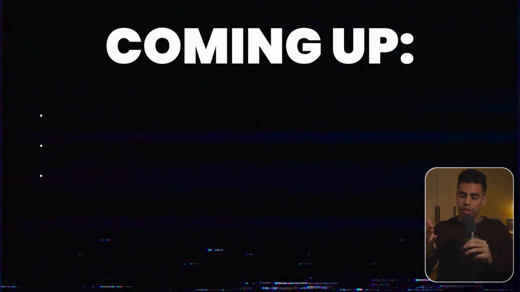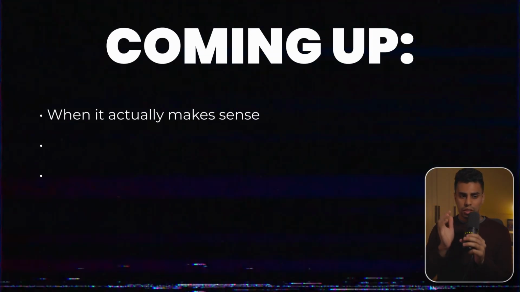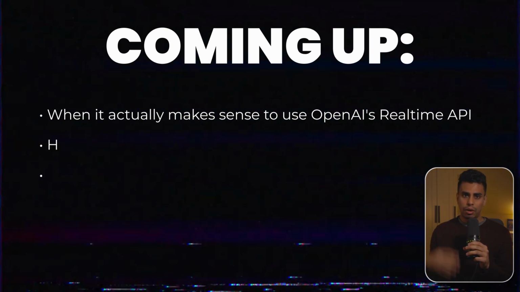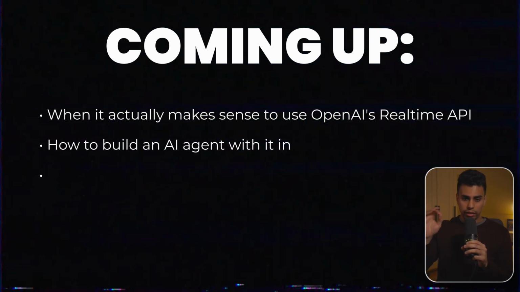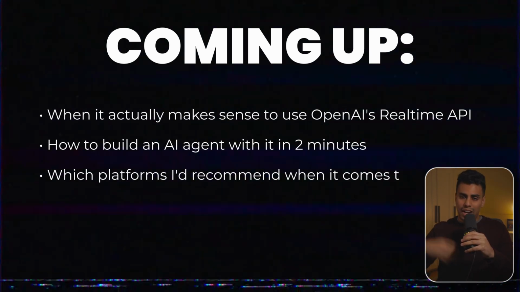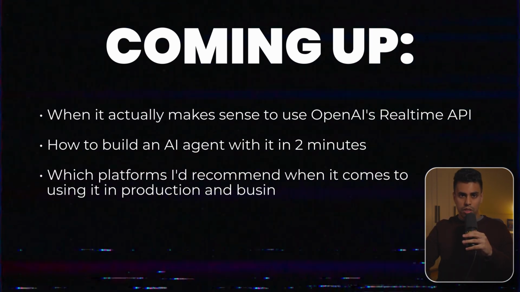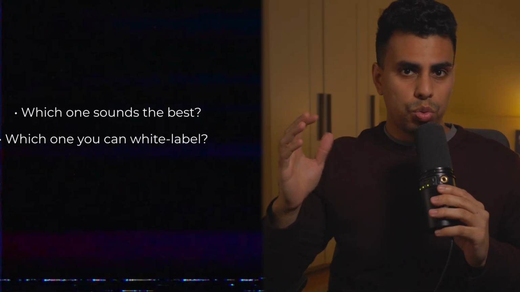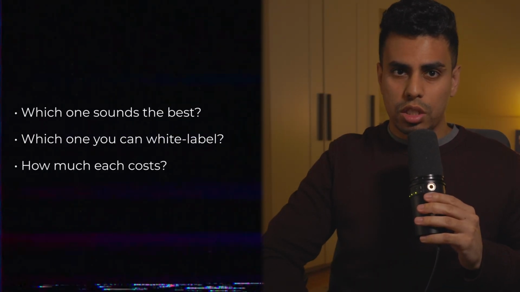So by the end of this video, you'll learn when it actually makes sense to use OpenAI's Realtime API, and how to build an AI agent with it in literally 2 minutes. I'll show you which platforms I'd recommend when it comes to actually using it in production and business. So which one sounds the best, which one you can white label, how much each costs, which one has the most useful features. But why listen to me?